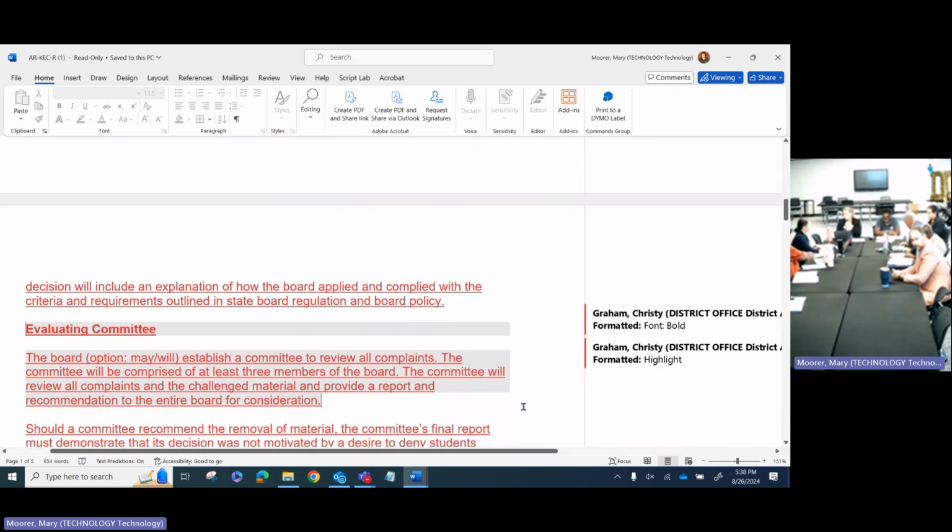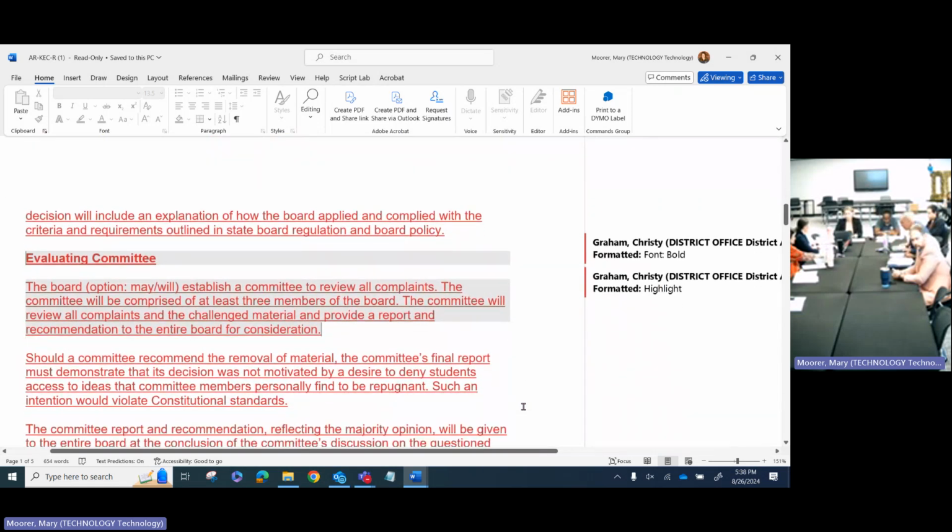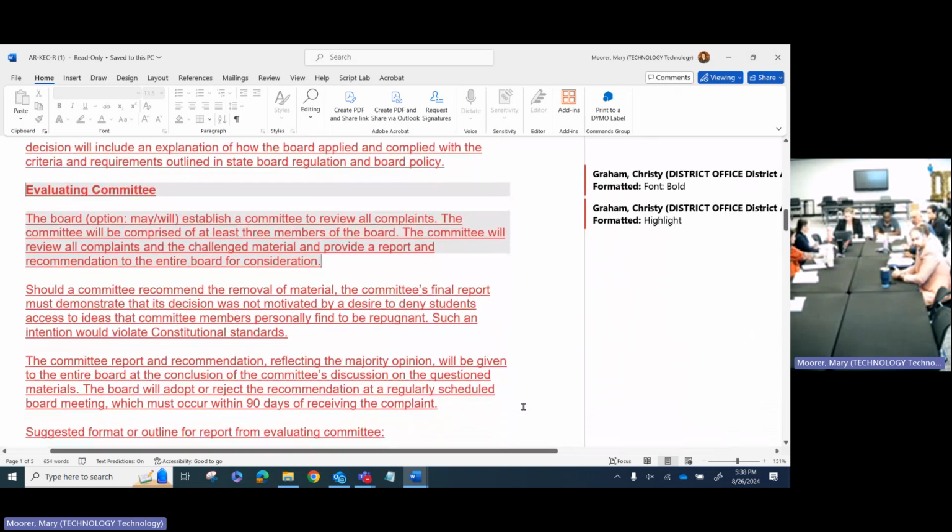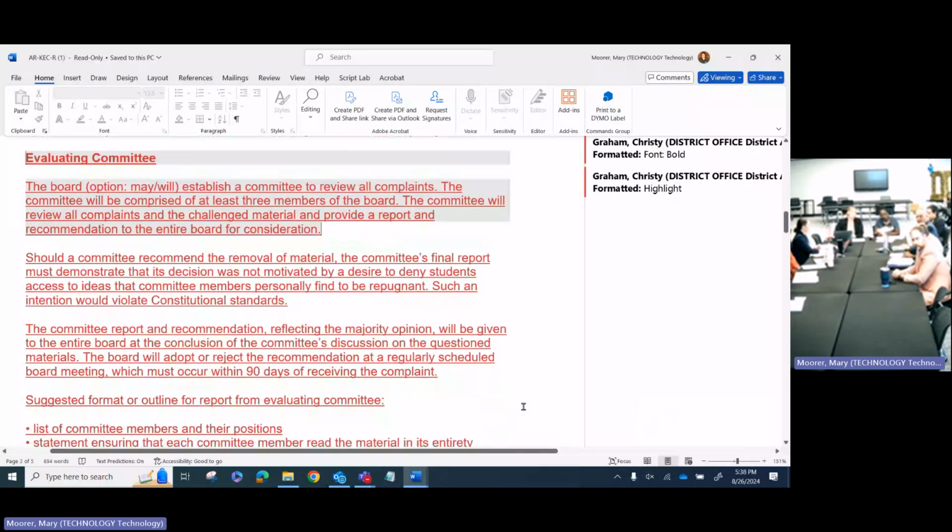And then on the top of the next page, there's the subheading evaluating committee. So the regulation permits the board, for appeals that are going to come before the board, to create essentially their own committee of the board, like we are in today, that would have at least three of the board members on it. And that group would hear the request from the complainant and the administration, and that group would make a recommendation to the board.